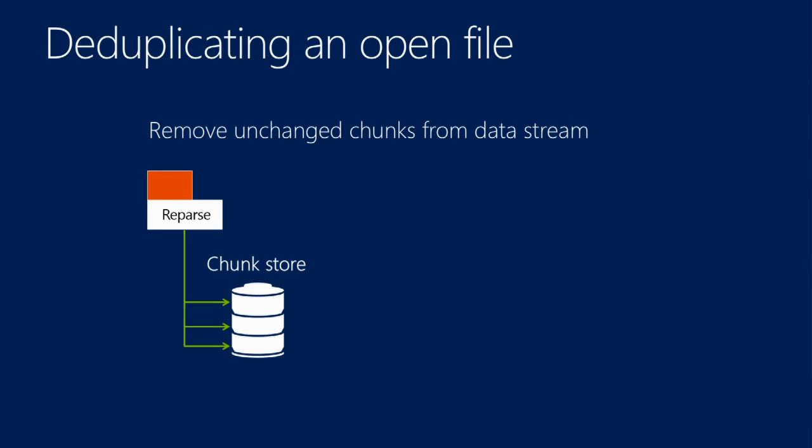As Rutwik mentioned, when we're actually accessing a file that has been deduplicated, the same thing would have happened if the file had been deduplicated and then opened and modified. You would end up with a modified portion of the file, and the unmodified portion would still point into the chunk store.